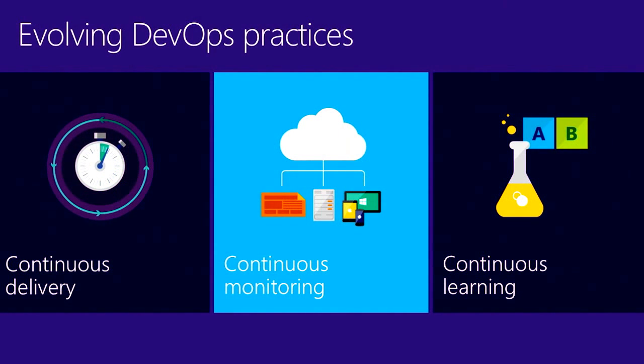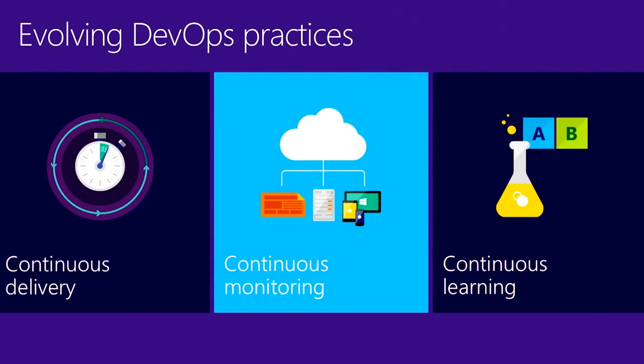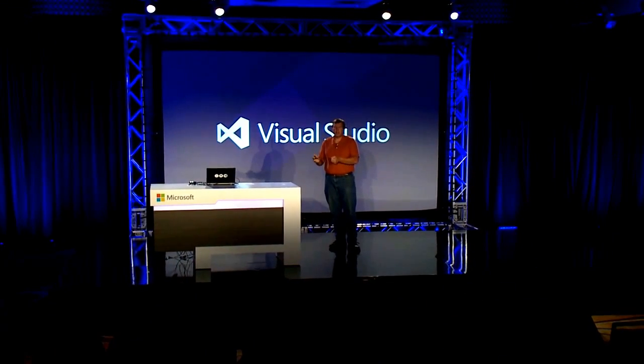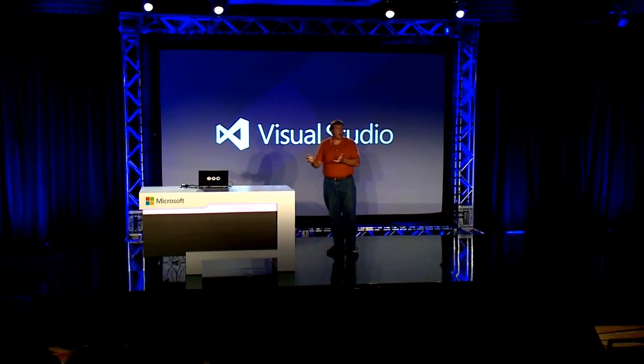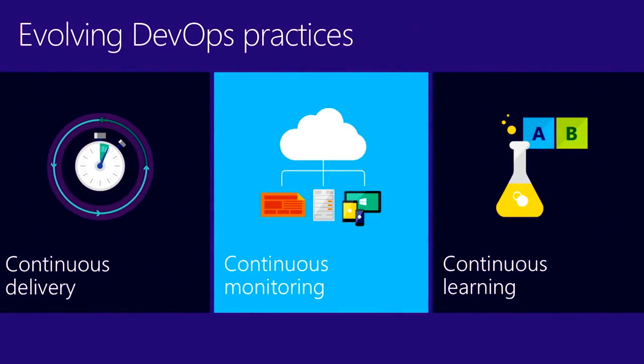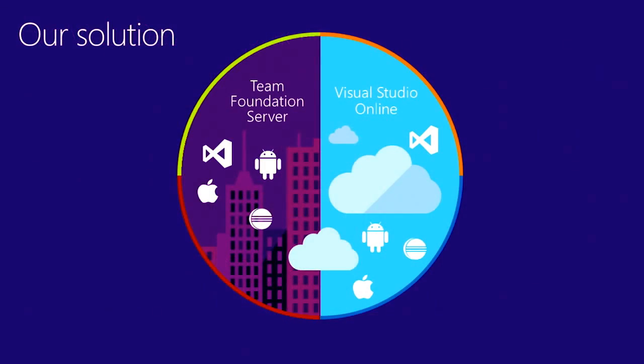And then lastly, continuous learning. I'm delivering all this stuff. Is anything getting better? And if I decide to make a change, did that change actually help? Did it make it worse? Continuous learning is all about figuring out how to evaluate the success or failure of the changes we're making. So these are some of the key evolving practices in the industry.